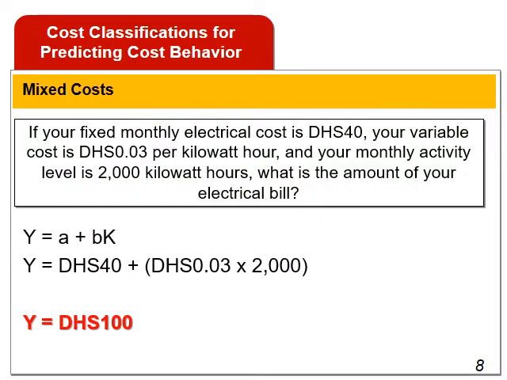Read through this short question to see if you can calculate the total utility bill for the month. How did you do? The total bill is 100 dirhams.